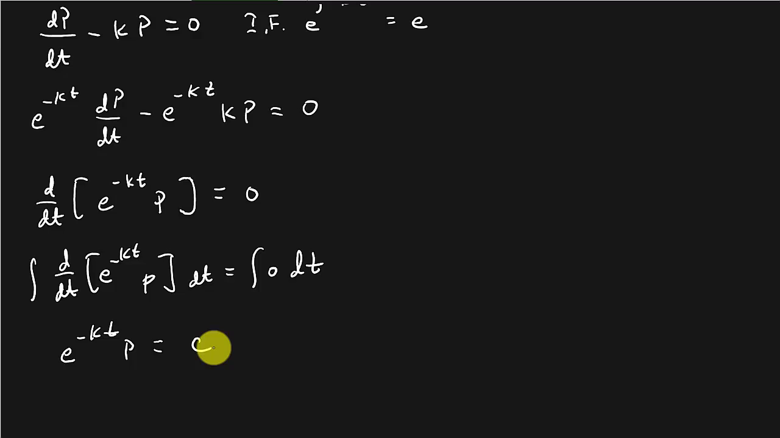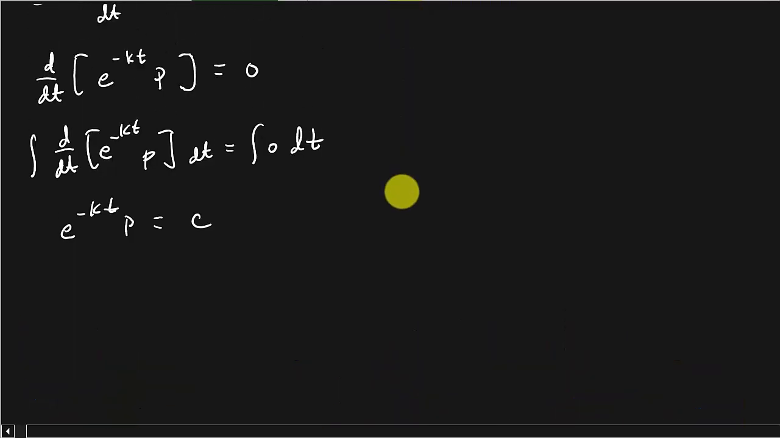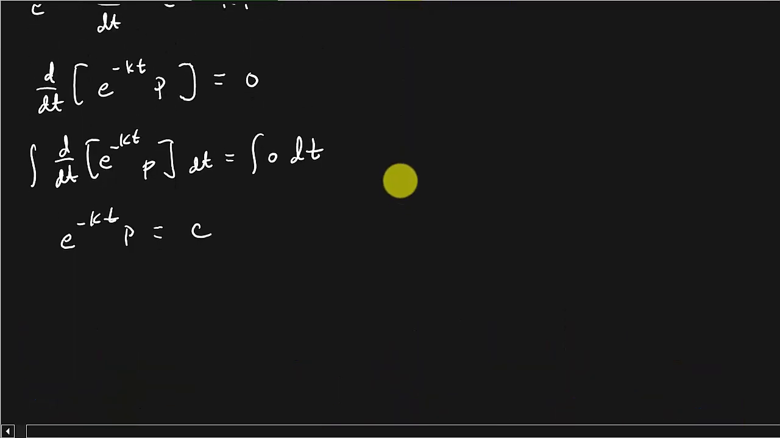And so then we're going to, let me see how much room I got. I'm starting to run out of room. So we're going to get P is equal to, if we divide both sides by e to the negative kt, that's going to give us C e to the kt.